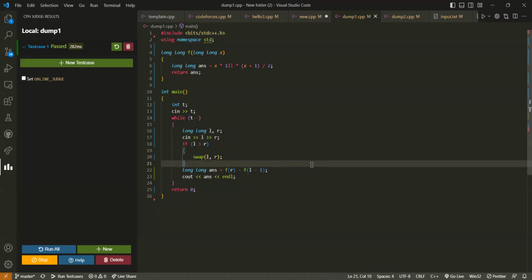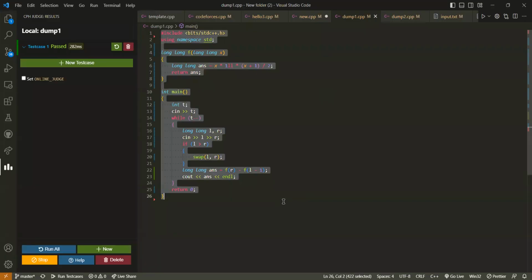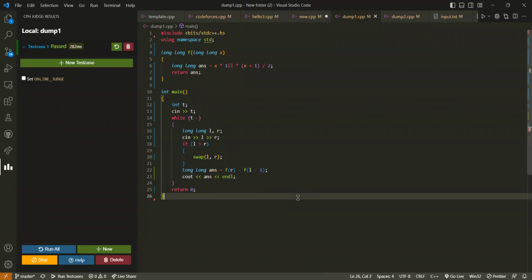Actually, I solved this question using the formula for calculating the sum of the first n natural numbers, and I got AC, not TLE. That is also what I am doing here. The sum of natural numbers is n into n plus 1 by 2. That is the same as doing x into x plus 1 by 2. Okay. Should I submit this also?